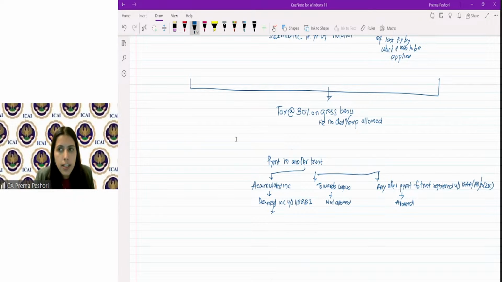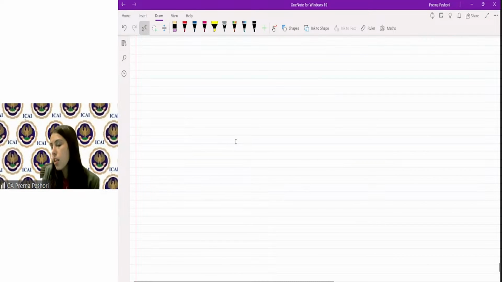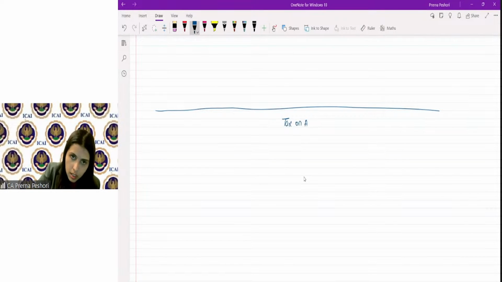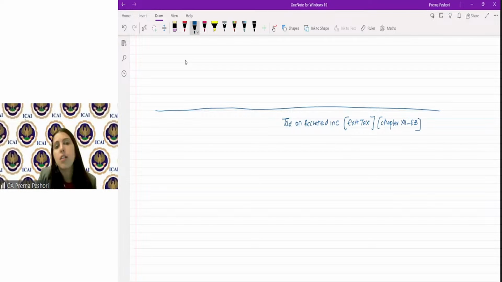Yes. Now the last topic in relation to the charitable trust, which is in relation to the computation of income, before we move to the procedural topic, of course, is the exit tax. So just write down: tax on the accreted income. Or this is also known as the exit tax. Now this is provided under Chapter 12EB of the Income Tax Act.